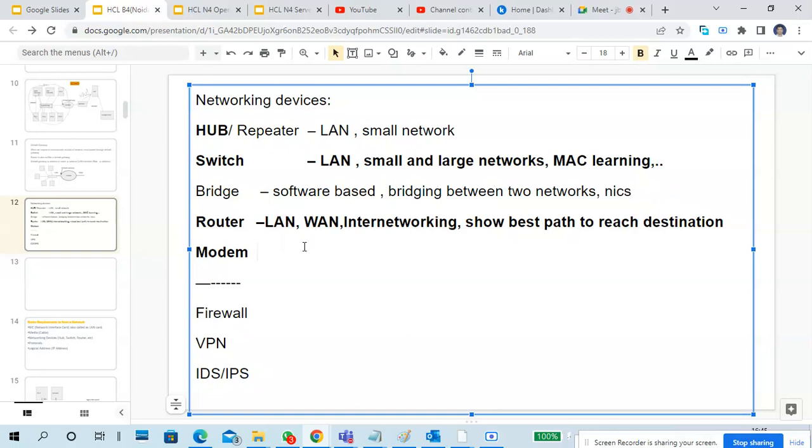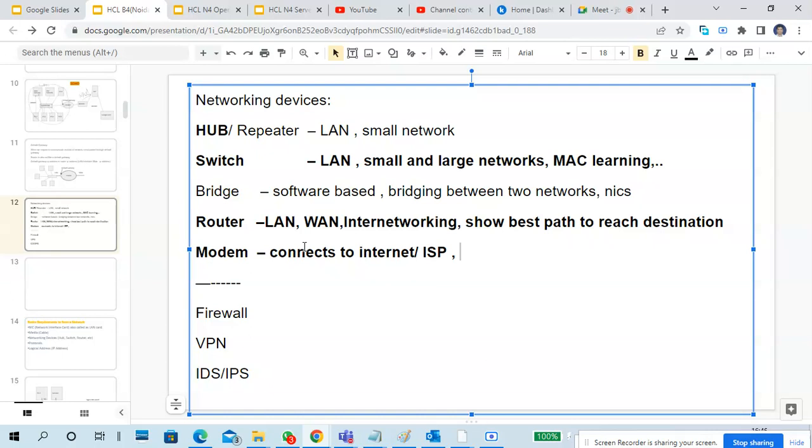Okay, what is the part of the modem? It connects to the internet. If you want to connect to the internet, we use a modem. Or we can say it connects to our ISP, Internet Service Provider. If you connect to the ISP, then only you will get internet, right? So it connects to the ISP or to the internet. Both statements are correct.